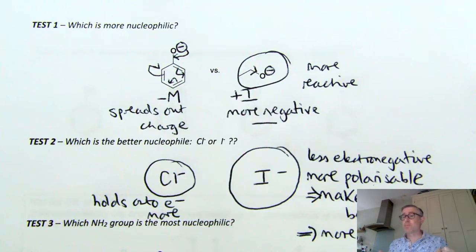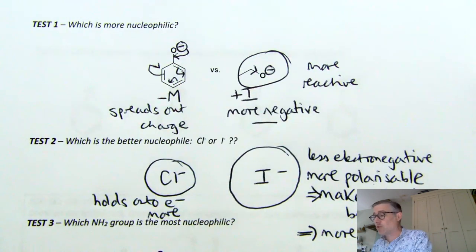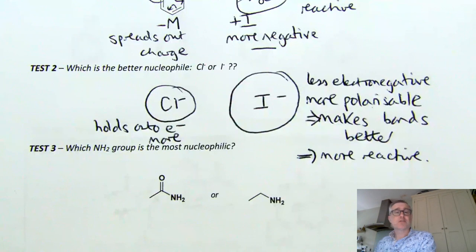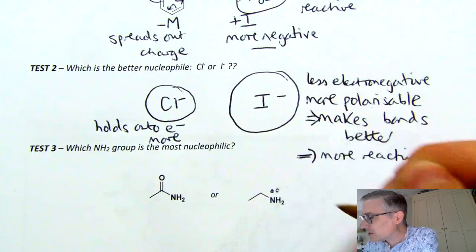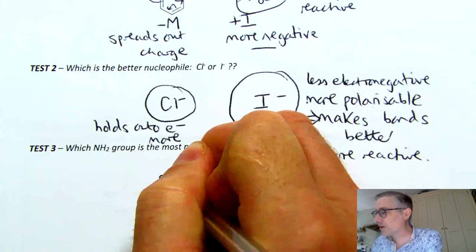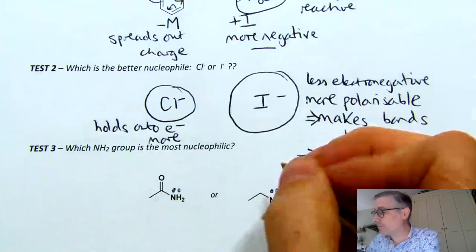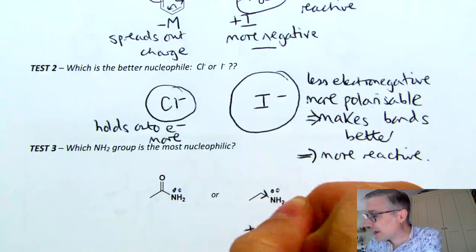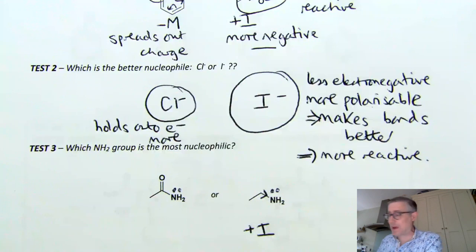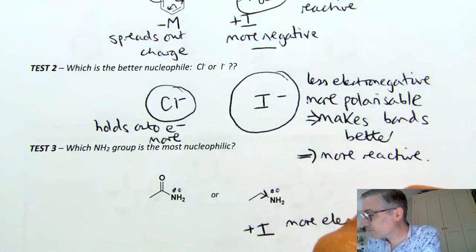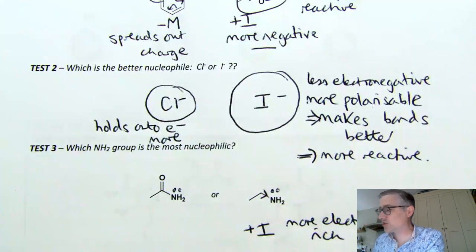These kinds of arguments don't just apply to comparing different negative charges. We can think about comparing different lone pairs. So test 3. Which of these NH2 groups is the most nucleophilic? Hopefully you got that one right, and you said that the one on the right was more reactive than the one on the left. The reason for that? Very similar to test 1. Here we have a plus I effect donating to that lone pair, making it more electron rich.